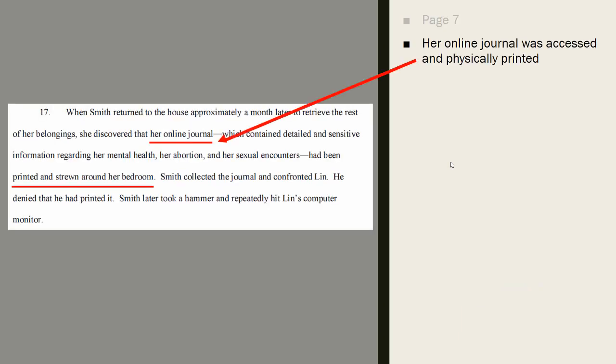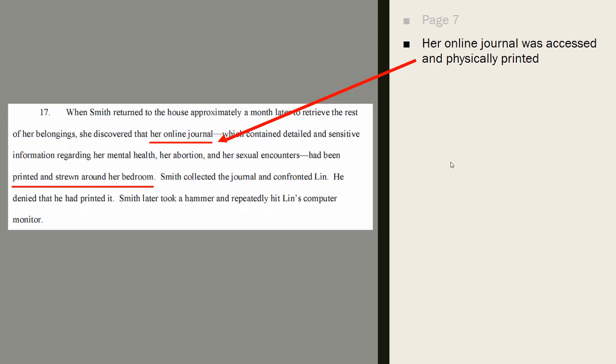Again, on page 7, we're going to talk about her online journal. In this case, for instance, her online journal was printed out and thrown across the bedroom. And living with the suspect, Lynn, obviously he must have been the only person who did it. And of course he denied it.